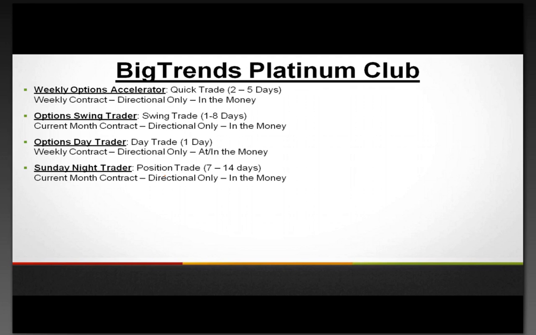Now, a Sunday night trader is one that I put out as a weekend trade. If you're worried about missing something intraday, you're not auto trading, this is something that I'll do as more of a position trade. Over the next couple of weeks, usually, we'll do the current month contract, and we'll look for opportunities there to book profits. We did a trade there actually recently on Procter & Gamble.